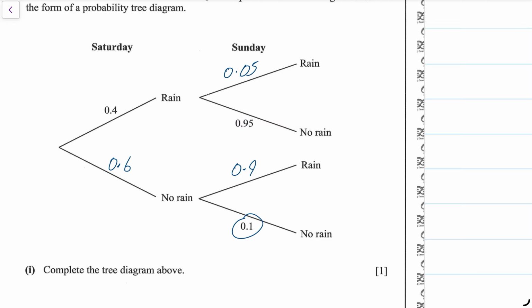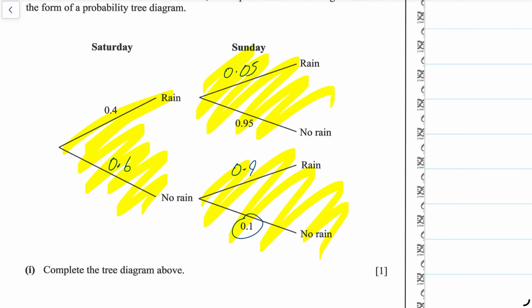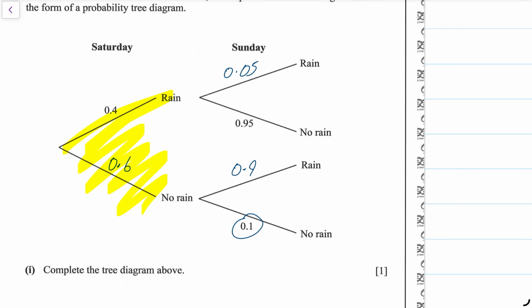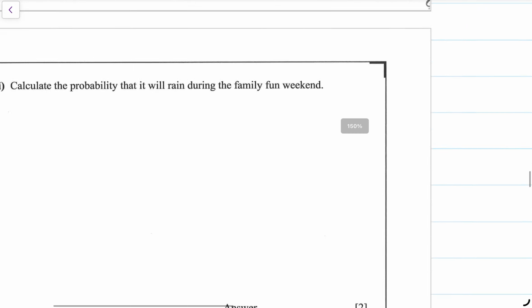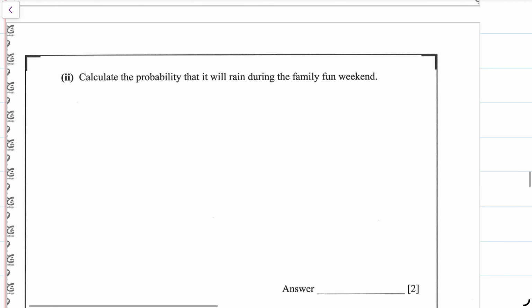So that's just really all you're doing is that every pair of branches adds to 1. So all of those 3 bits in yellow, the branches have to add up to 1. Likewise, if you had a triple branch, those 3 bits combined have to add up to 1. Okay, complete the tree diagram above, done.